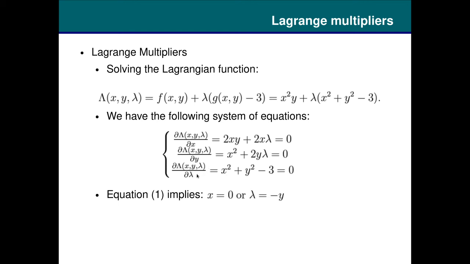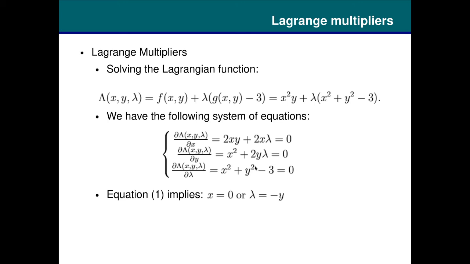When I differentiate in terms of lambda, I will have my constraint. That's simply the constraint, as you guys can see. It's easy to notice that's my constraint. What can I do? I have to solve this problem.